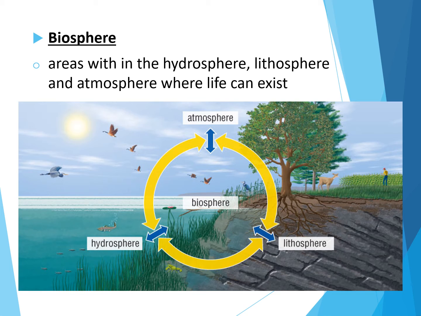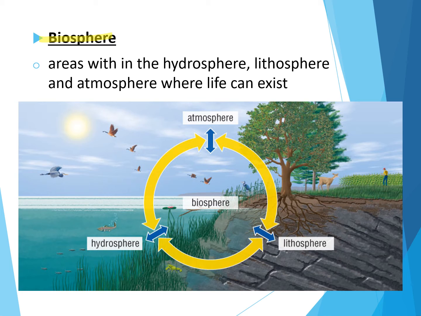Okay, and then lastly, we have the biosphere. So what is that? Areas within the hydrosphere, lithosphere, and atmosphere where life can exist. So this is that area that life is supported and that life can exist. So if you think about it, we just learned that the hydrosphere is all the water. So we have a whole bunch of different organisms that can live and survive within a certain area of the hydrosphere. So fish and a bunch of different marine life that can survive there.